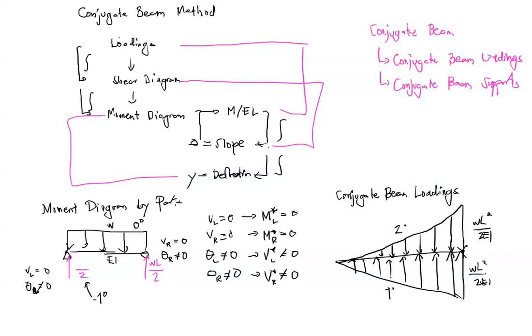So, what type of support satisfies na equal to 0 dapat kapag end, tapos not equal to 0 yung shear?